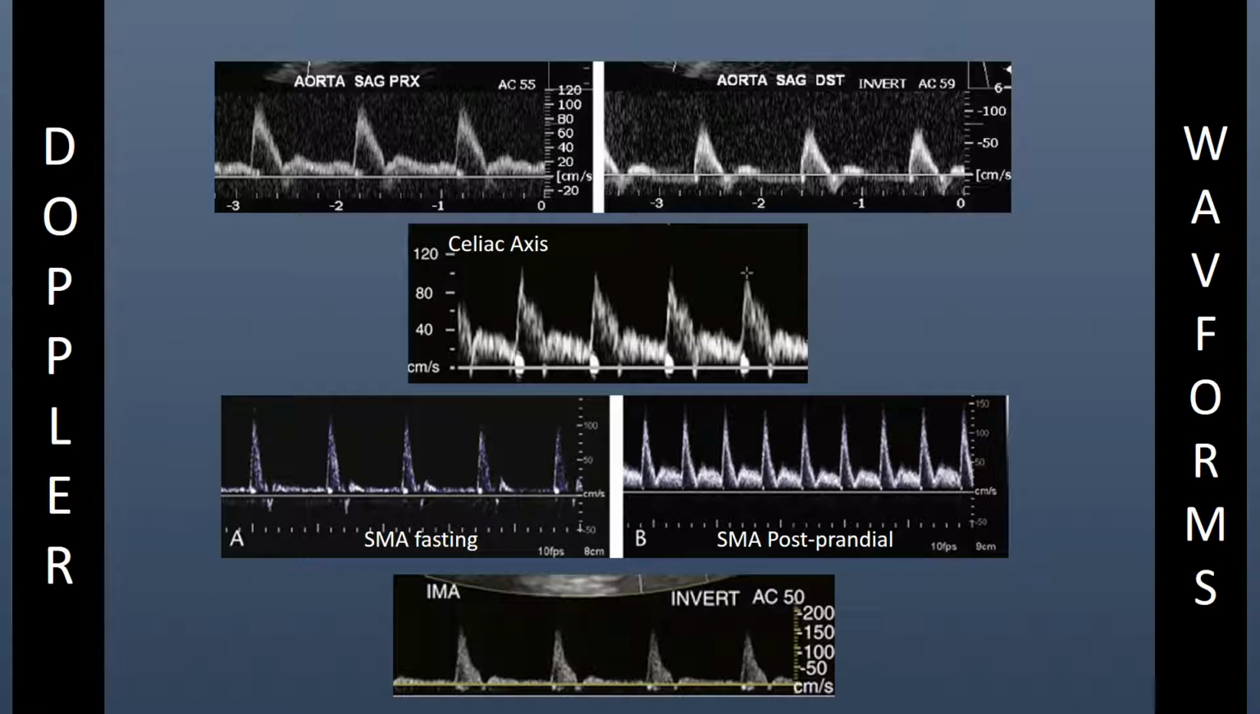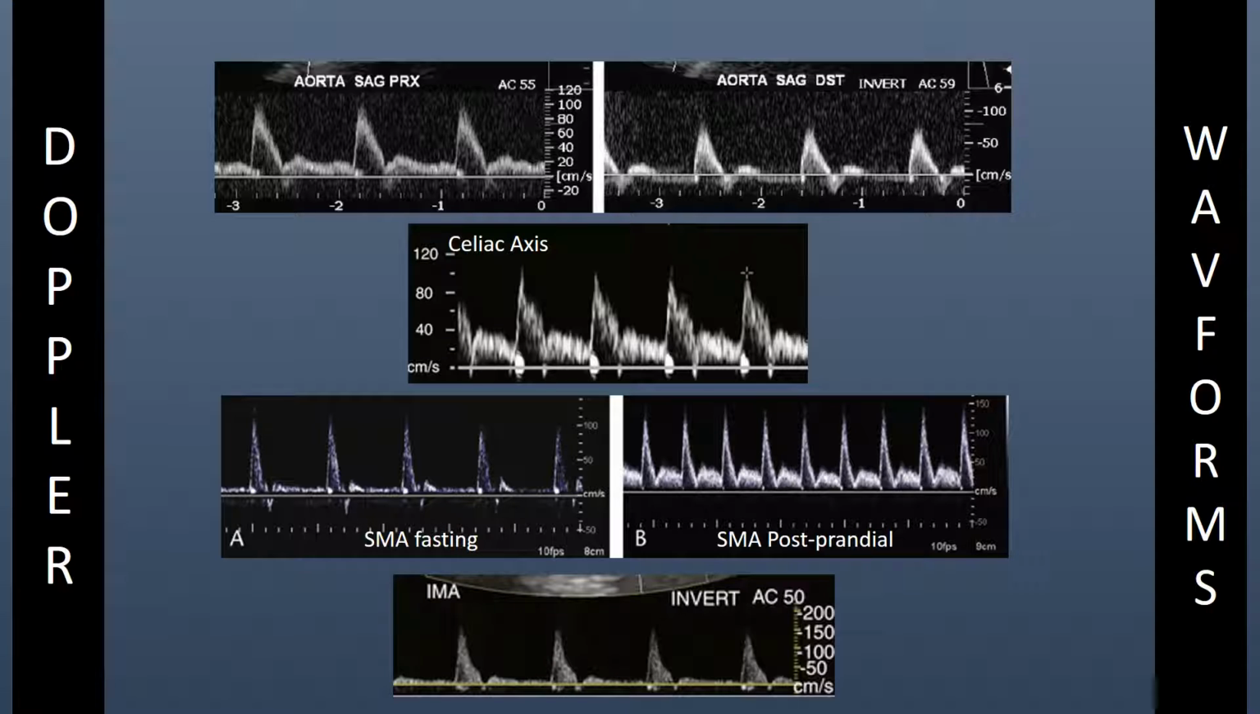So here's examples of the normal Doppler waveforms found in the abdomen. Aorta at the top, you see that the proximal portion of the aorta looks lower resistant than the distal portion of the aorta. And the reason being is the proximal portion, this is above the celiac axis. So the forward diastolic flow is because this aorta is going to give off a branch that is feeding major organs such as the celiac axis. So you get the lower resistant waveform in that proximal portion.